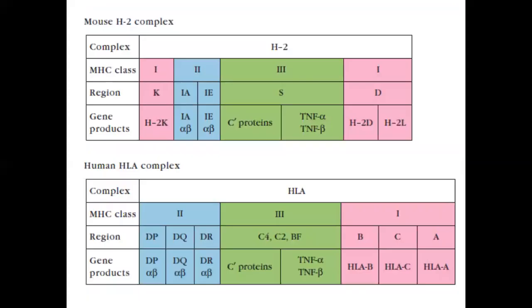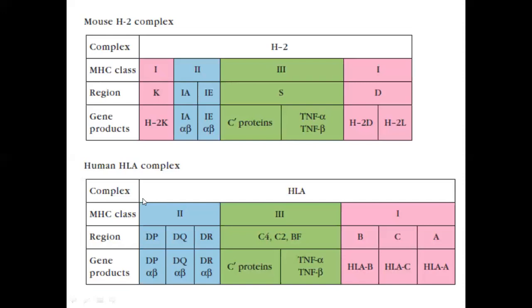So this is the mouse. In mouse, the MHC gene is known as H2, and in human it is known as HLA. So there are three classes of genes. The pink one is for MHC class 1, the blue is for MHC class 2, and the third is MHC class 3. These are the regions where they are expressed, and these are the gene products obtained.